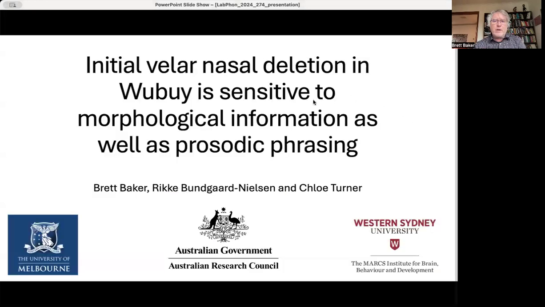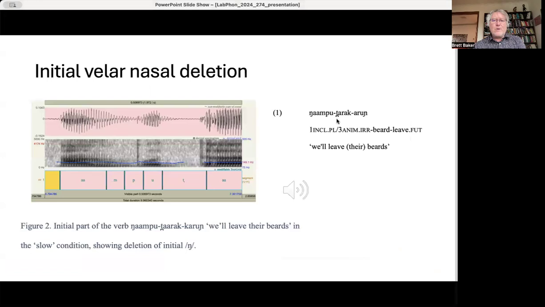So this is this word here, Bundgaard-Nielsen, and this is how it commonly comes out. Without the initial velar nasal.